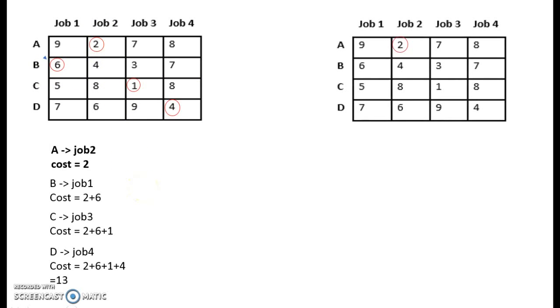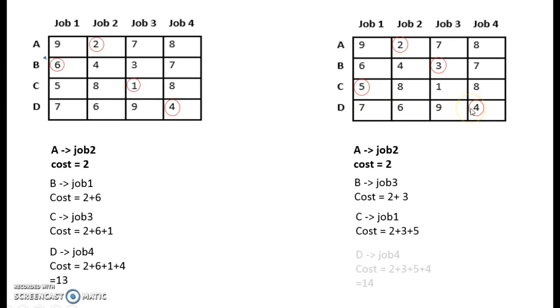If we assign job number 1 to A, our cost will be 2, that is fixed. If now we add job number 3 to person B, then our cost is 2 plus 3. Then we select a minimum value among 5 and 8, that is 5, which is the minimum value from row number 3. Now we select a minimum value from row number 4, which is 4. It is 2 plus 5 plus 4 is equal to 14.